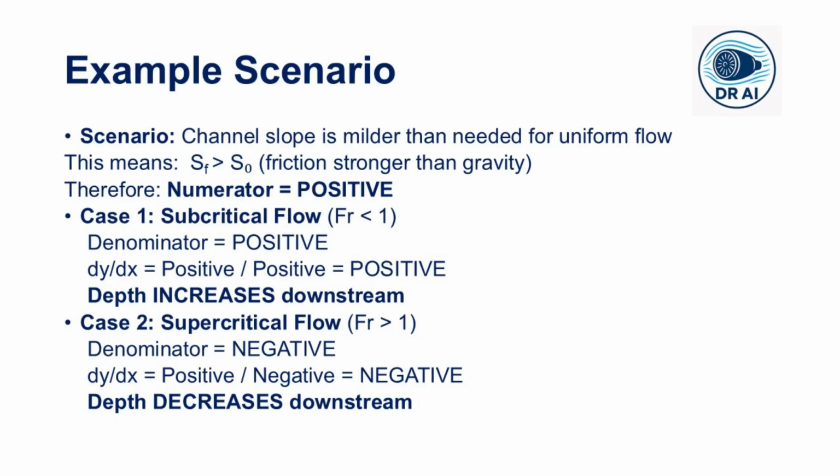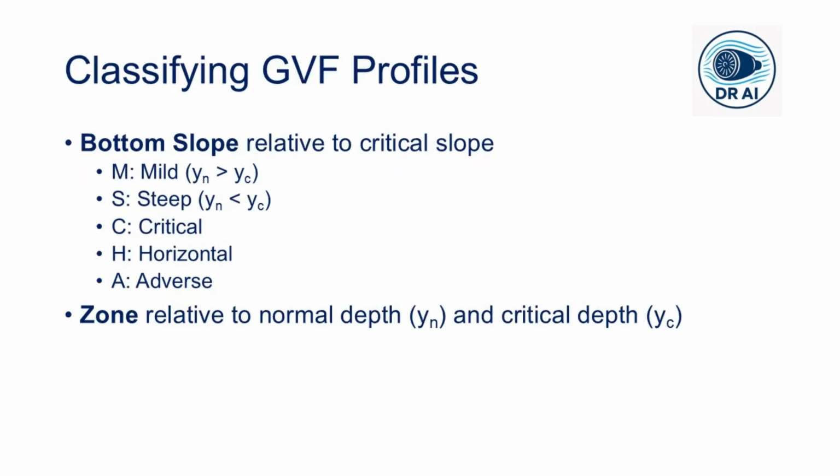But if the flow is supercritical over here, with the denominator negative, then we have the dy/dx term as negative in the end, which concludes that the depth decreases downstream. So the exact same imbalance in the forces produces opposite behaviors depending upon whether the flow is subcritical or supercritical. This is why we can't just rely on intuition. We need the math also.